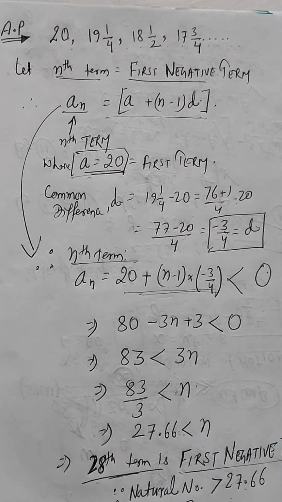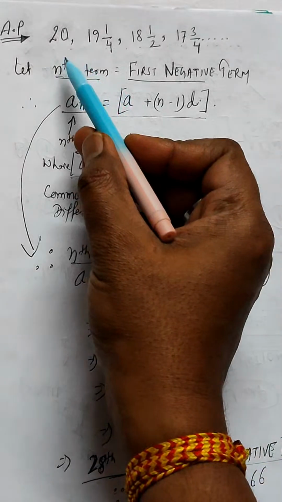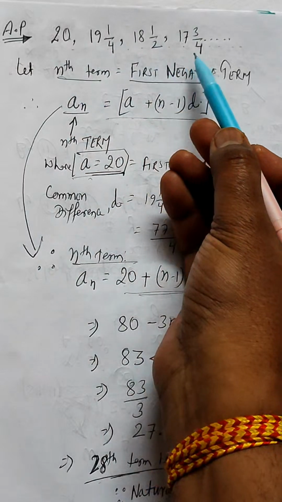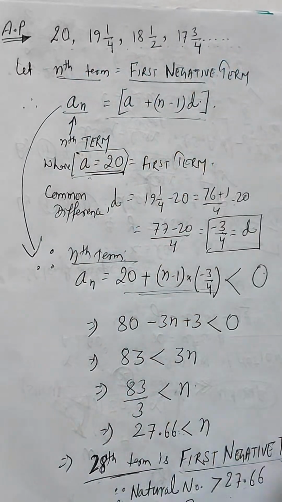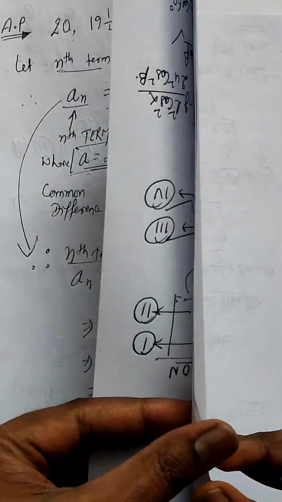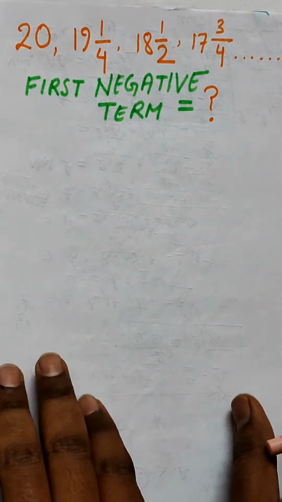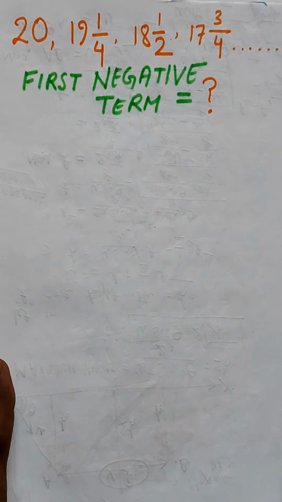Arithmetic progression, right? An AP is given to you, that is this one: 20, 19 1/4, 18 1/2, 17 3/4. We need to find which term of this AP is the first negative term, right? So let us solve this question.